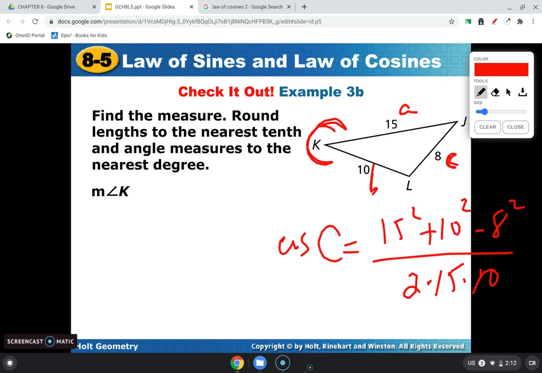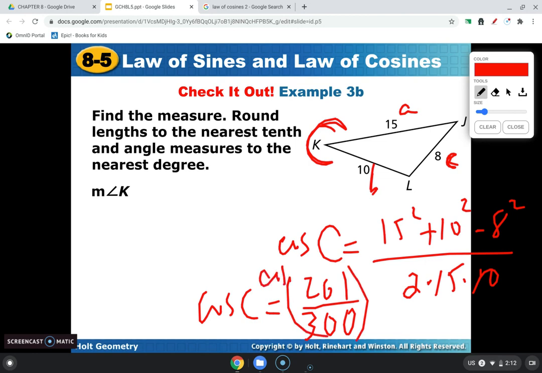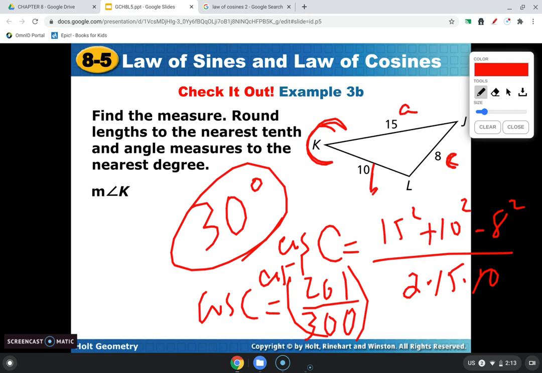Okay, so once again, just get this figured out as a fraction. So we got cosine C equals 15 squared plus 10 squared minus 8 squared, which is 261, over 2 times 15 times 10, which is 300. Now realize you're finding an angle, so your last step needs to be inverse cosine. Just take the inverse cosine of the fraction, 261 over 300. That's 29.5, so we round it to the nearest whole degree.